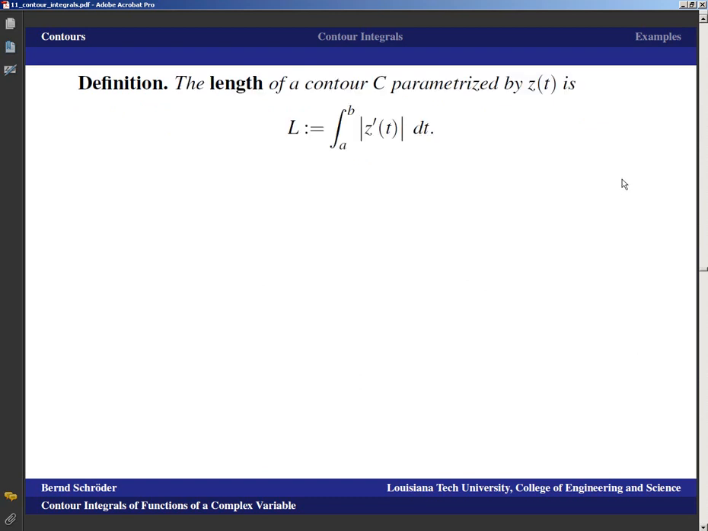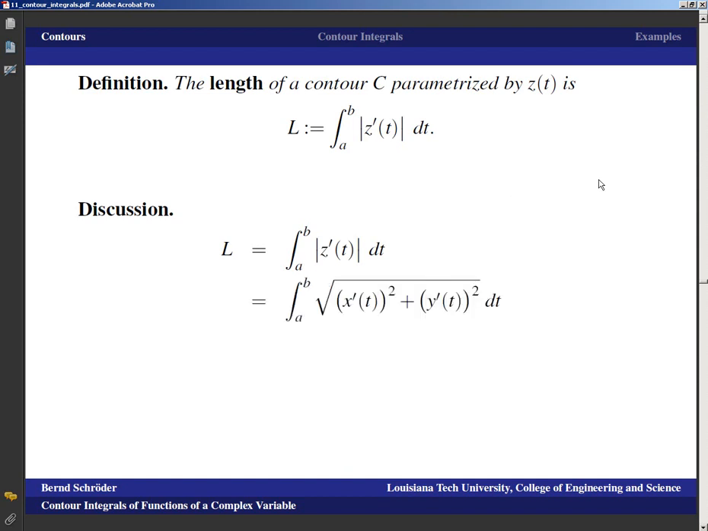Okay, the length of a contour that is parameterized by the function z of t is just L equals the integral from a to b of the absolute value of z prime of t. Well, that's a definition, you can't prove a definition, but you can certainly discuss it a little bit. If the length is given by this formula, we remember with z being x plus iy, we have that the absolute value of z prime is the square root of x prime squared plus y prime squared. And that is the length formula that you have seen in multivariable calculus for parametric curves. So again, that means that what we're doing here is geometrically consistent with things that we've done for functions of real variables.